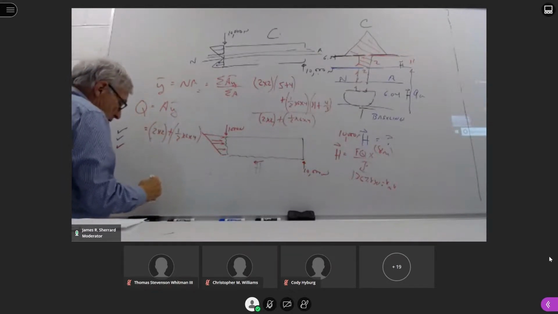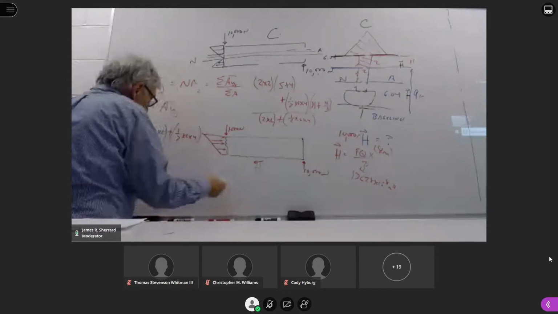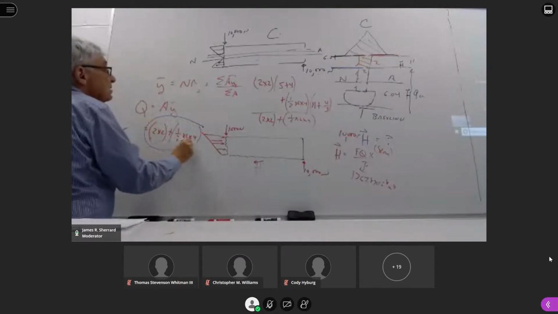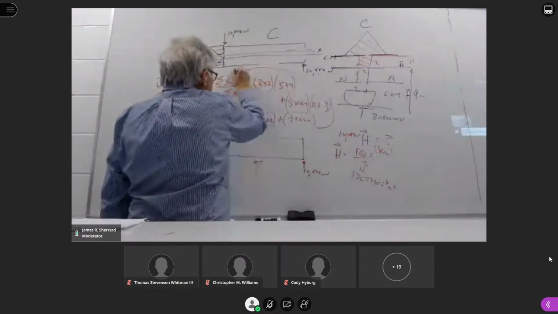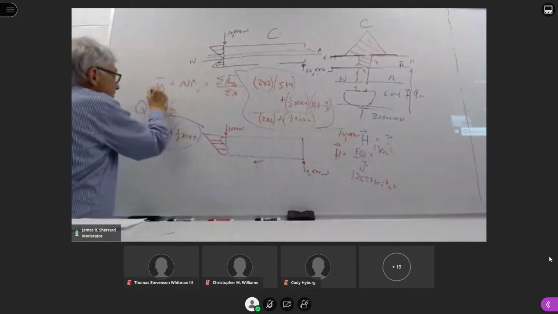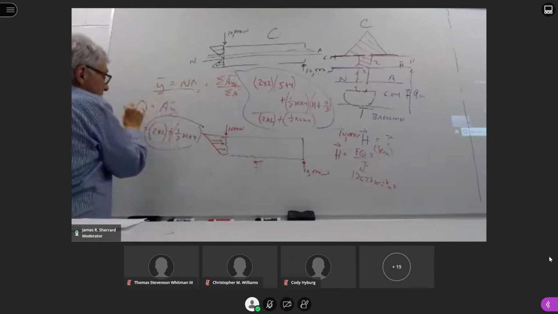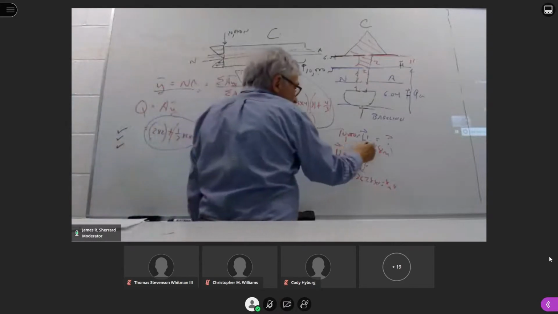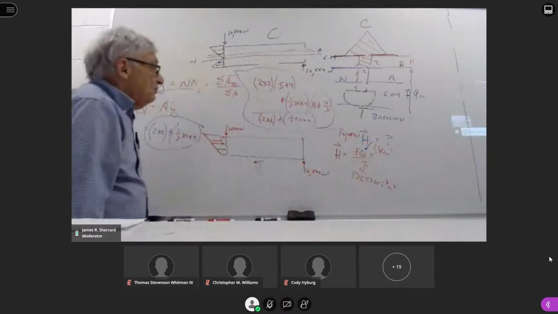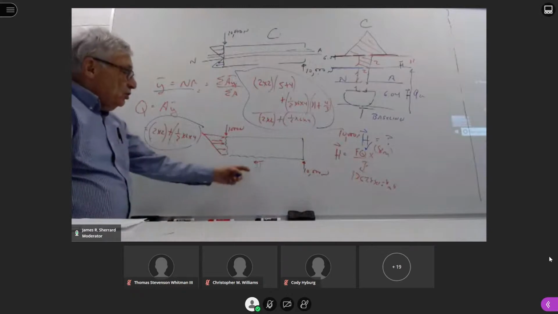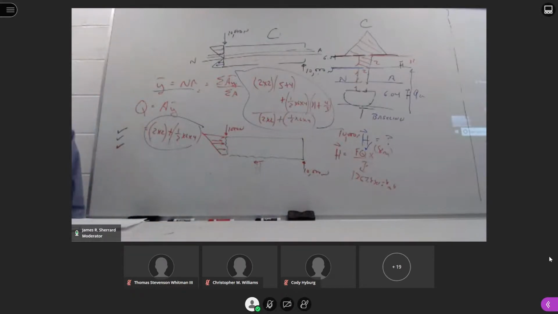So if I multiply this times this, I have this. So this times this is this, to substitute back in here to come up with my H value. And I've already determined which way that has to go.